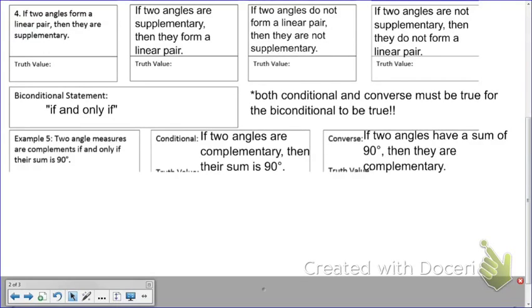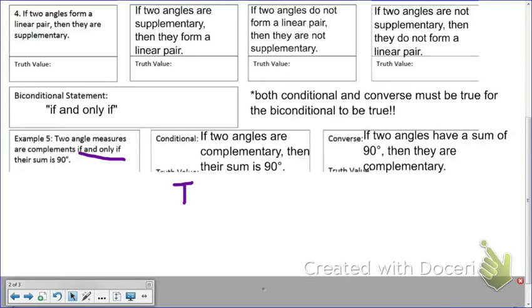So an example of a biconditional statement would be two angle measures are complements if and only if their sum is 90 degrees. So notice you've got your phrase if and only if. This means that both the conditional and the converse of this statement can be written. The conditional is reading it just as is. If two angles are complementary, then their sum is 90 degrees. We also want to identify the truth value, and this would be true.